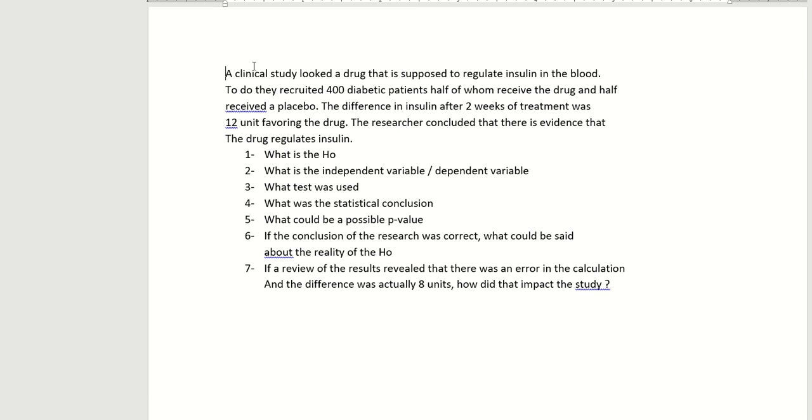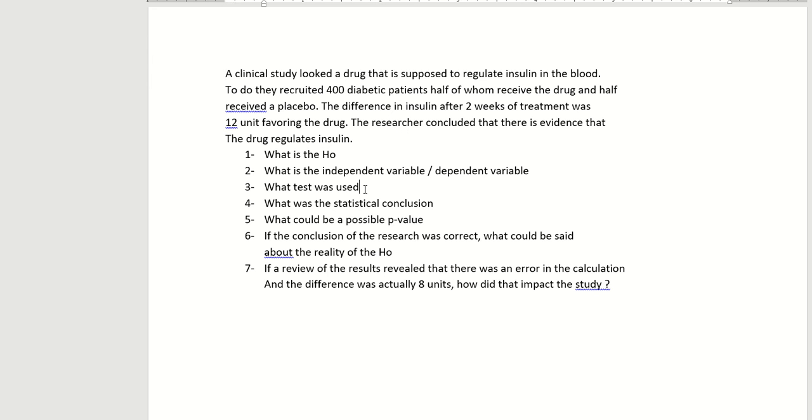What is the independent variable and what is the dependent variable? The dependent variable is your outcome. What is the outcome that you're measuring here? The outcome you're measuring is insulin level, so your dependent variable is insulin level. What is the independent variable? The independent variable is your exposure. What is impacting your insulin? That is treatment. Whether they did or did not receive the treatment, that would be your independent variable.